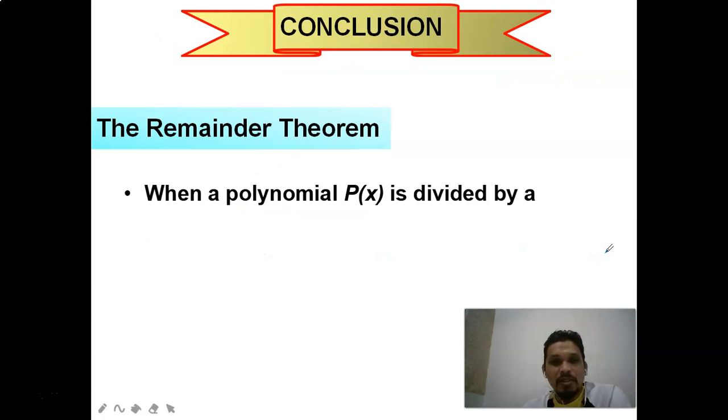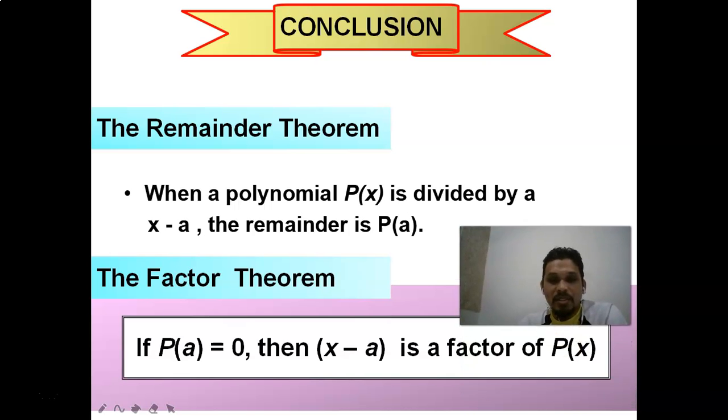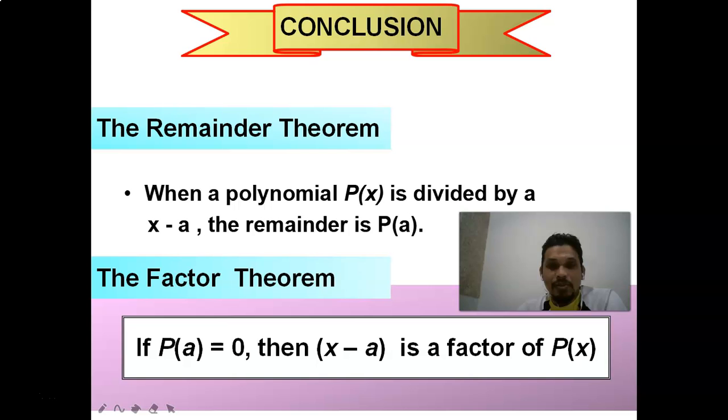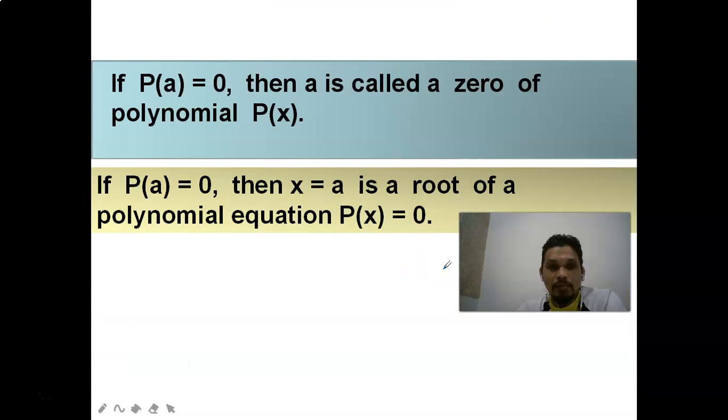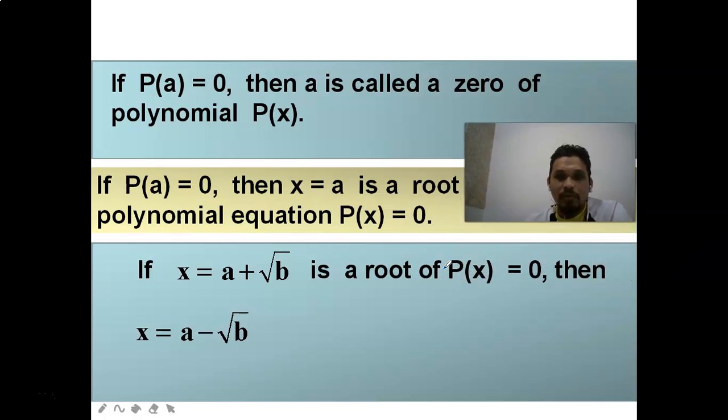So the conclusion here, the remainder theorem: when polynomial P(x) is divided by x minus a, the remainder is P(a). Okay? So you see here, and you may just read it all from your notes.